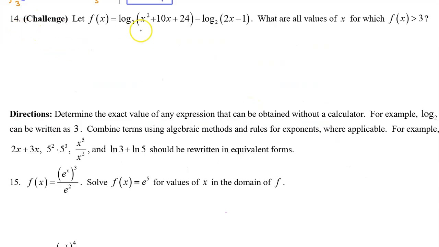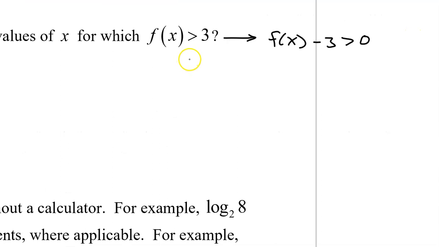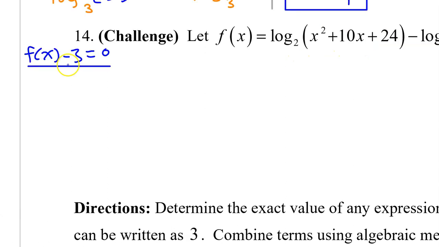Number 14, back to logarithms. Let f of x equal this whole expression. What are all values of x for which f of x is greater than 3? Ultimately, we will use a sign chart to solve this inequality. So let's get 0 on one side by subtracting 3 from both sides. So f of x minus 3 is greater than 0.